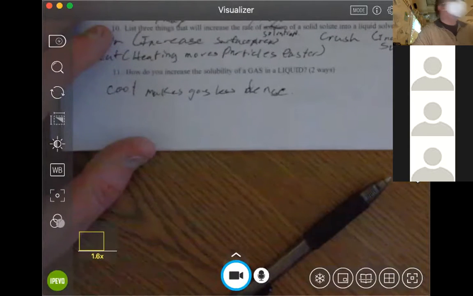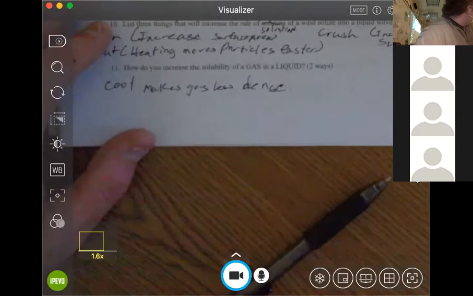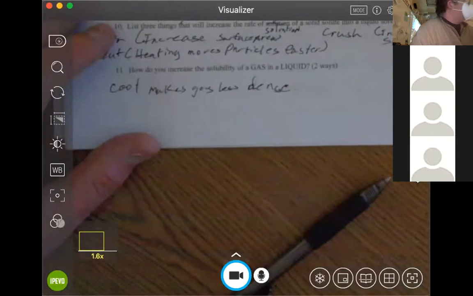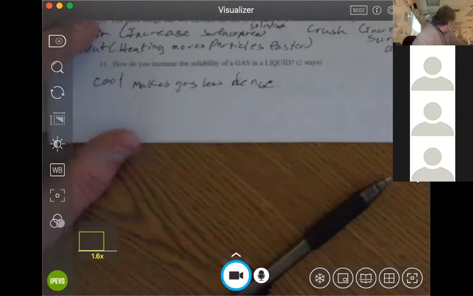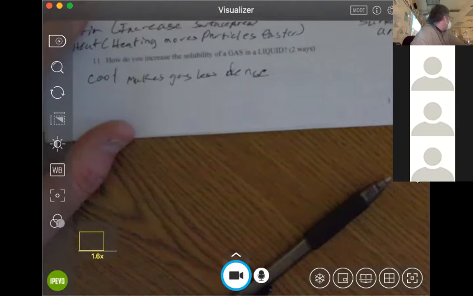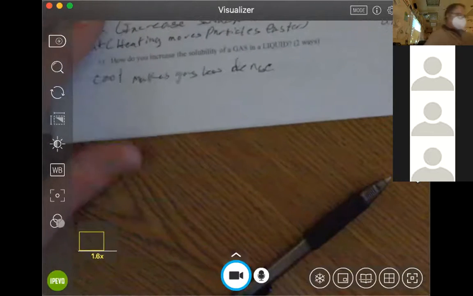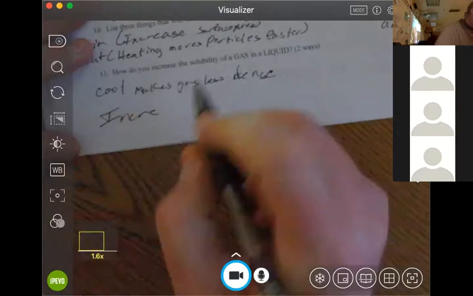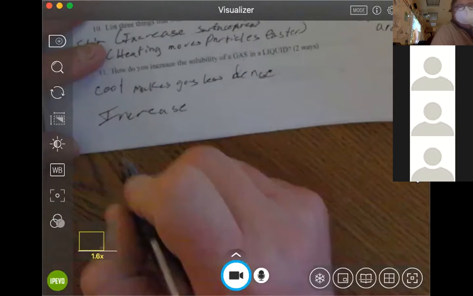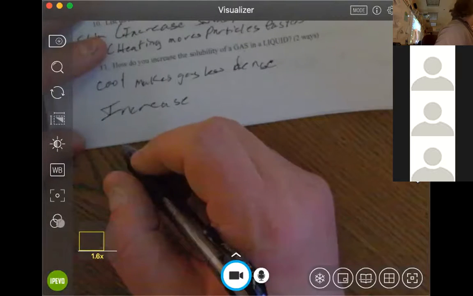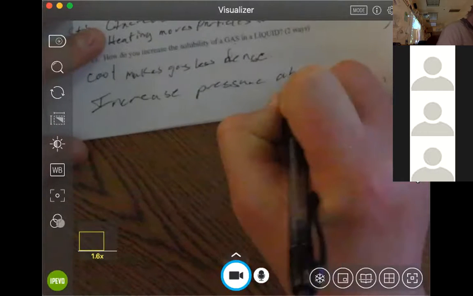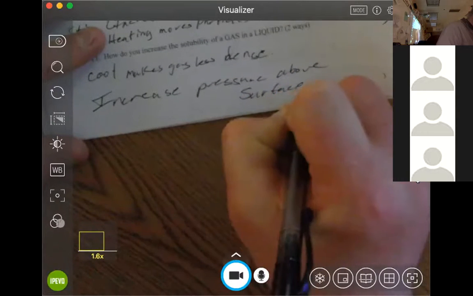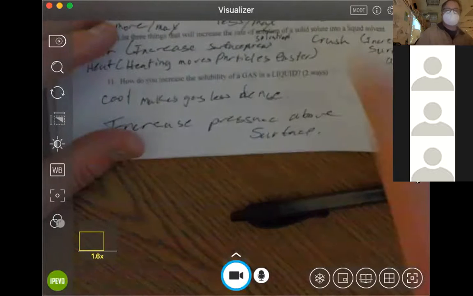What's another way to increase the amount of gas dissolved in a liquid? Think about a soda. Every time you open the soda, what happens? It becomes more flat. Why? Pressure, right? So if we increase pressure over the surface of the liquid, we can dissolve more gas into the liquid. Anybody got a SodaStream to make their own soda water at home? I do. Yeah, right? Increase the pressure above the surface.